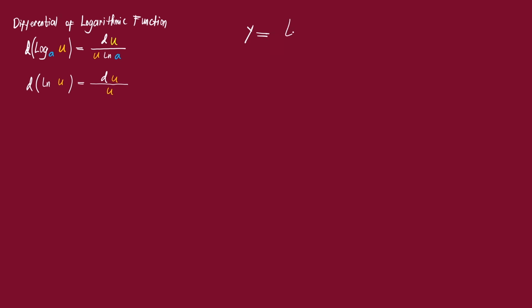y is equal to ln of 2x plus 1. So this is our function. If we want to get the differential of y, we'll get the differential of both sides of the equation. So this will be the differential of ln of 2x plus 1. So this is our working equation.